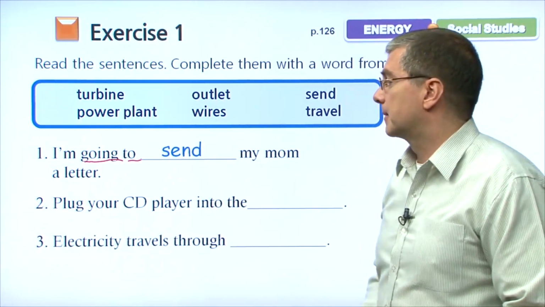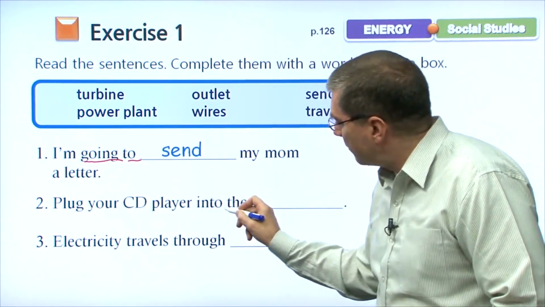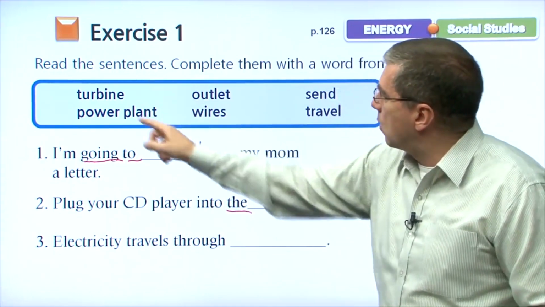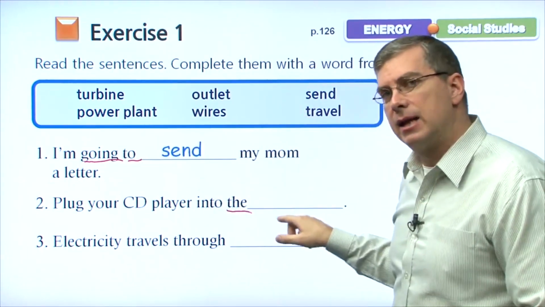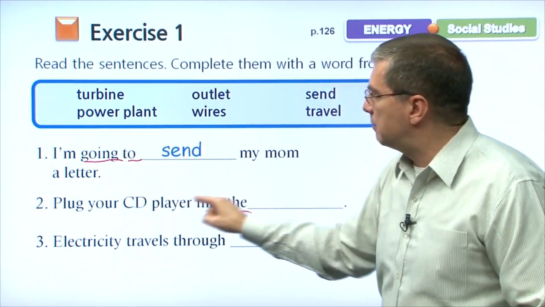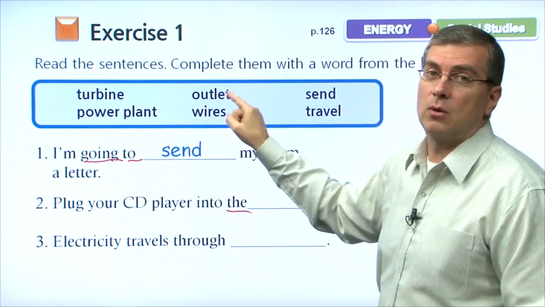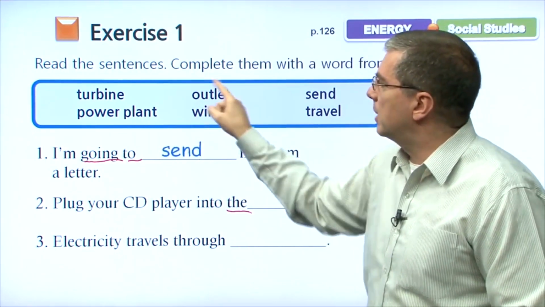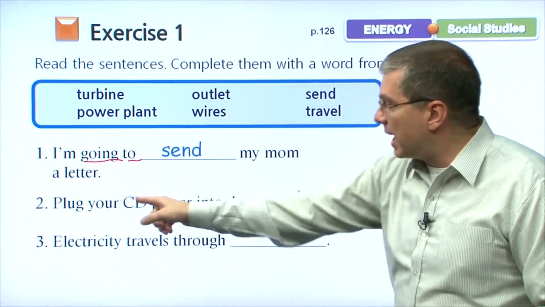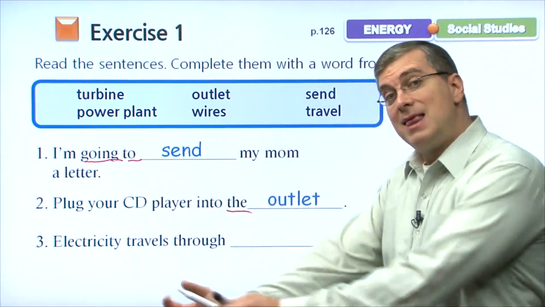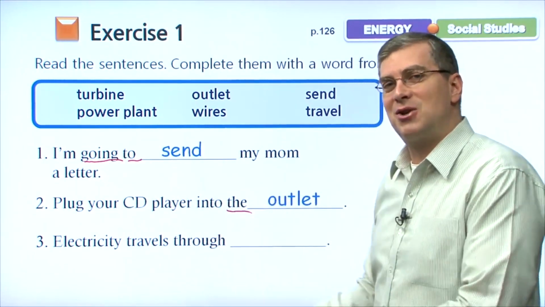Let's look at number 2. Number 2, plug your CD player into the. When we have an article the, that means we need one of these nouns that we talked about here. Which noun goes into the end of the sentence? Plug your CD player into the turbine? No. Outlet? That's our word right there. Not wires or power plant, but outlet is our word for this one. Because remember, you plug your device into an outlet and then you get electricity from that. Remember the outlet that we talked about, you have many in your house.